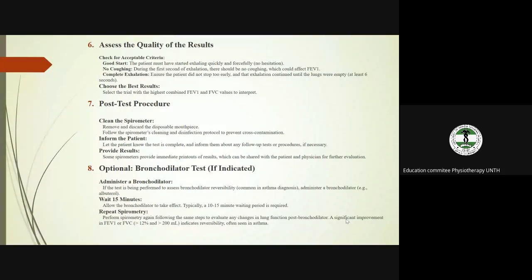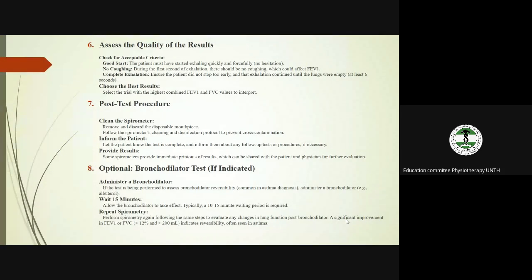Then post-test procedure. You clean the spirometer after using. All the equipment should be carbolized. Remove and discard the disposable mouthpiece, follow the spirometer cleaning and disinfection protocol, and prevent cross-contamination, infection from one patient to another. Inform the patient, let the patient know that the test is complete, and inform them about any follow-up tests and procedures if necessary. Then provide results for the patient.